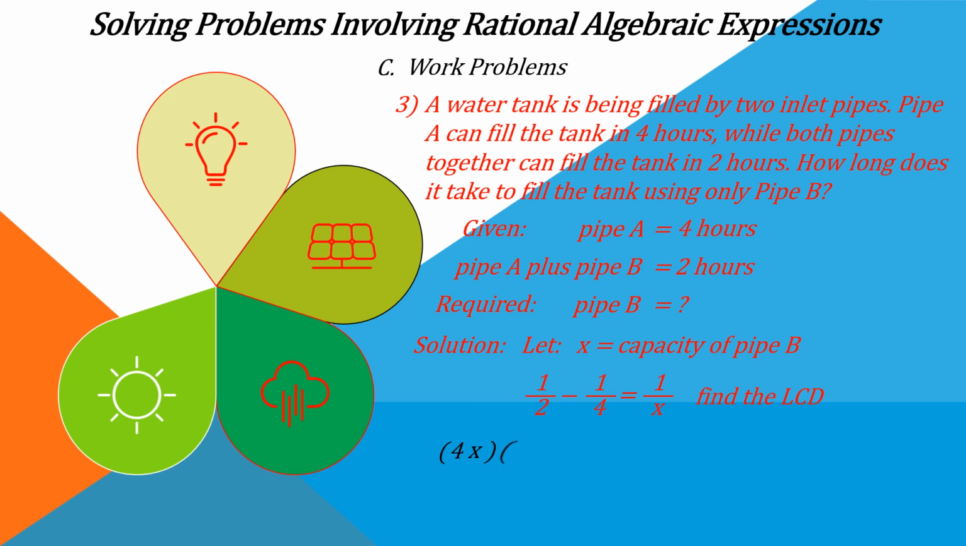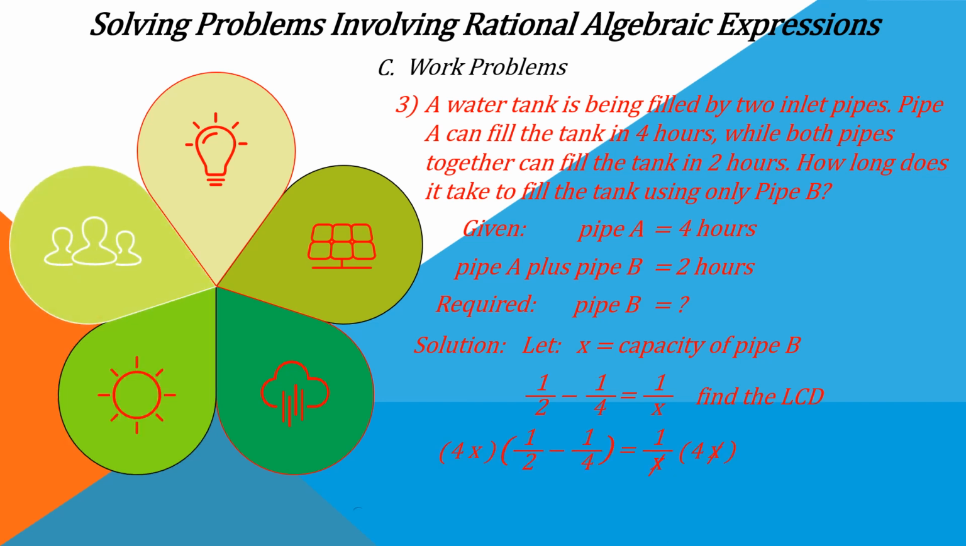4X multiplied by what quantity? 1 over 2 minus 1 over 4 is equal to 4X multiplied by 1 over X. Simplifying the equation, we need to distribute 4X in 1/2 and 1/4. But on the right side of the equation, we can cancel X.